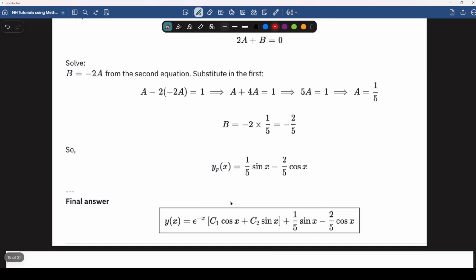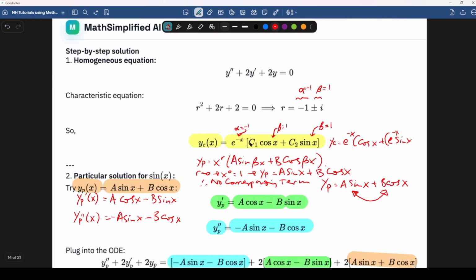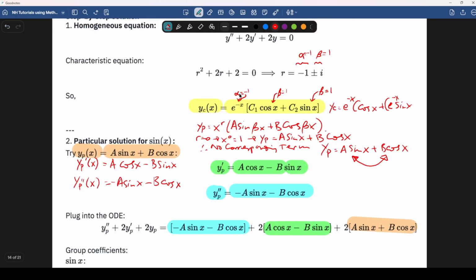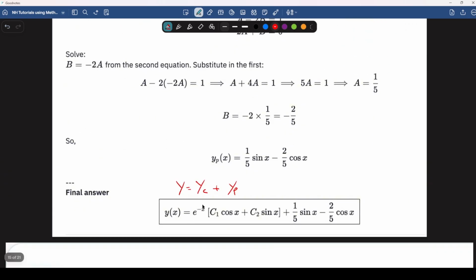Then we just have to combine. The general solution is yc plus yp. Our yc is this term here, e to the minus x times c1 cos x plus c2 sin x, which we wrote down in the very beginning, with alpha negative 1 and beta 1, plus the yp part.